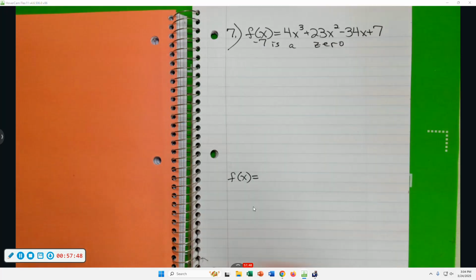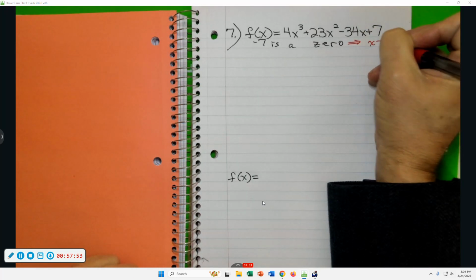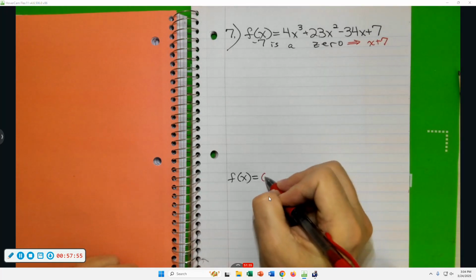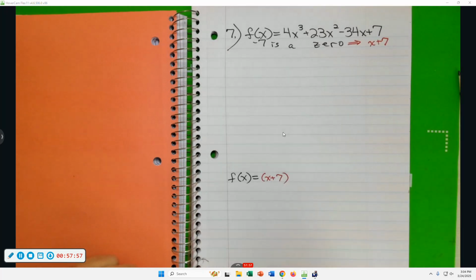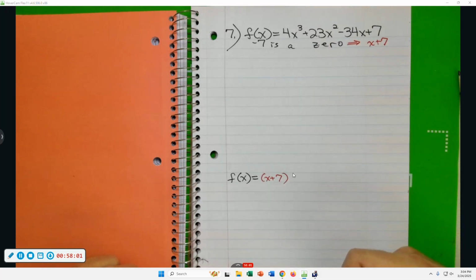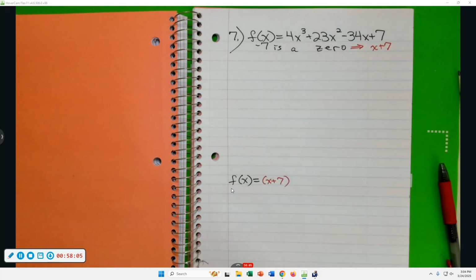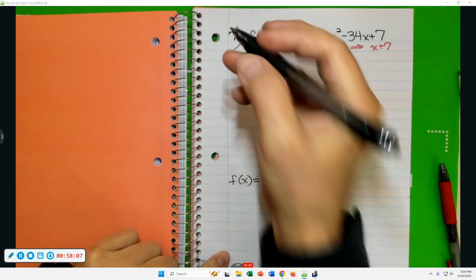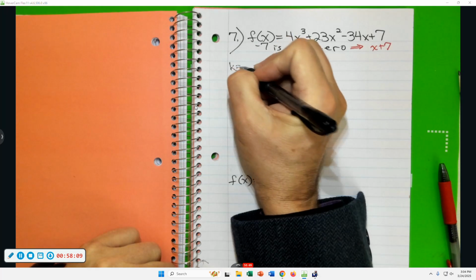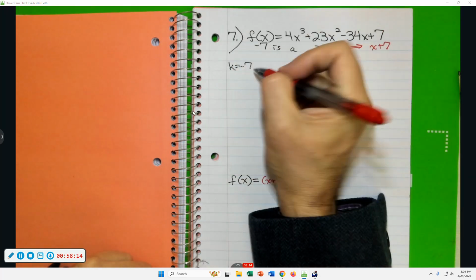It's going to be x plus 7. There's one of the factors. Since this is a cubic, there'll be 2 more factors. To find those other factors, you have to use synthetic division. K is negative 7. My 0 is negative 7.